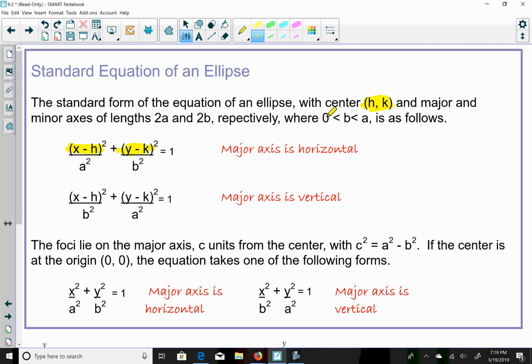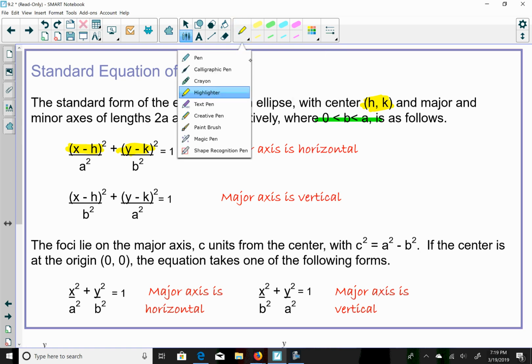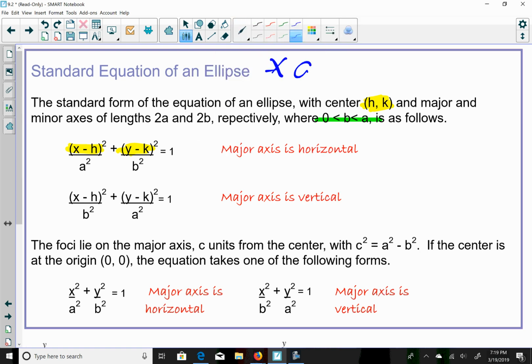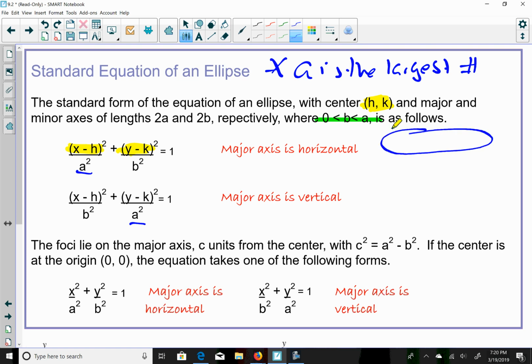What I do notice is it tells me that 0 is less than b, which is less than a. That's all great and good, but just know that a is your largest number. That a will change places depending on how your ellipse looks. If your a is with the x, your major axis is horizontal, which means your ellipse will look longer from left to right. If your a is with the y, your major axis is vertical, which means your ellipse will look elongated from north to south, up and down.